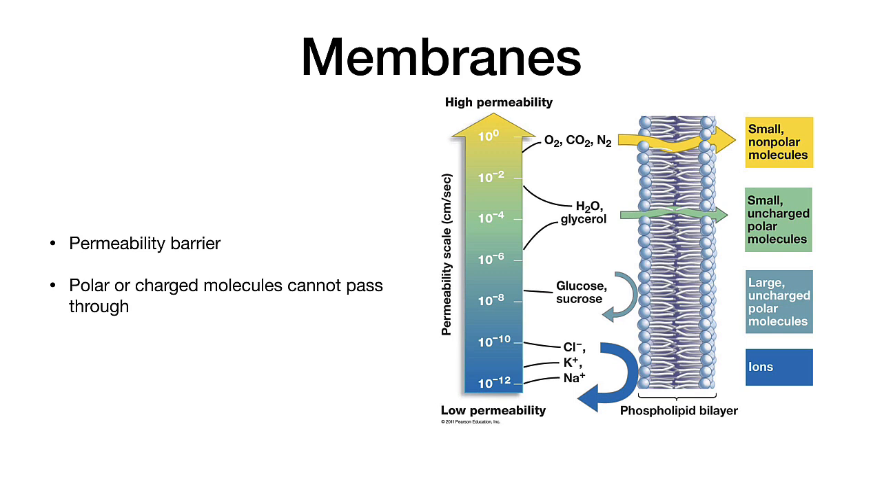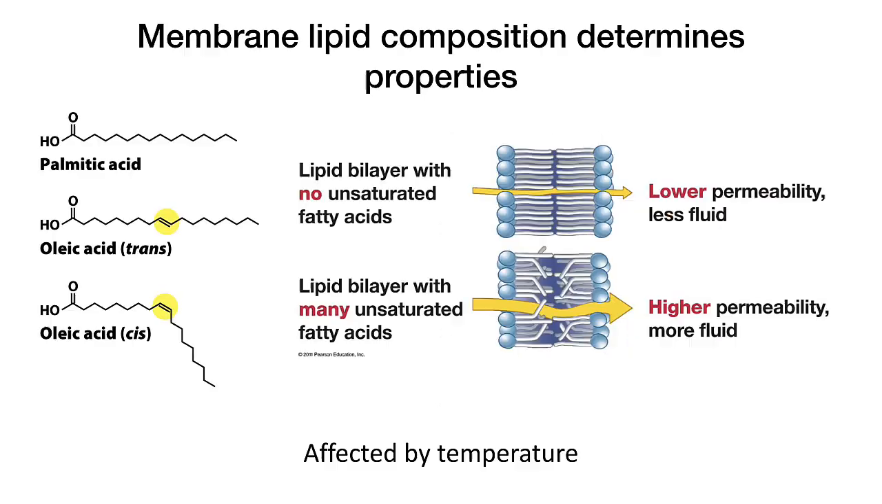Obviously, things larger than glucose and sucrose, such as proteins and other polymers, are unable on their own to diffuse across the membrane, and the cell has to have very special functions to actually get these across the membrane. The lipid composition of a membrane affects its permeability and stability.